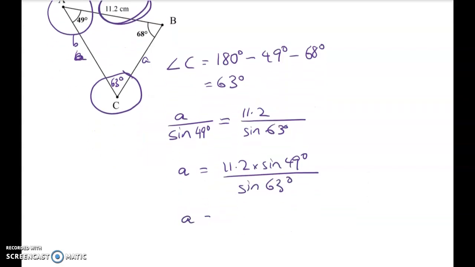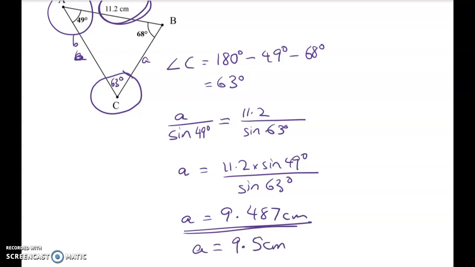Okay, chugging it into your calculator, what do we get? We end up with 9.487 centimetres. So we're going to write that one down, but if we're rounding it, we'll use 9.5 centimetres to 1 dp. And we can do the same thing now to get side length B.